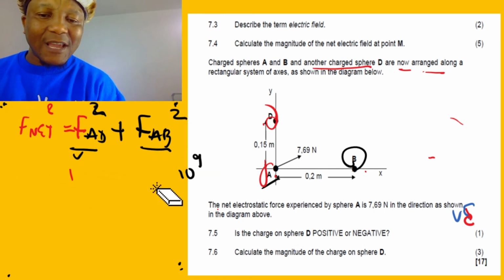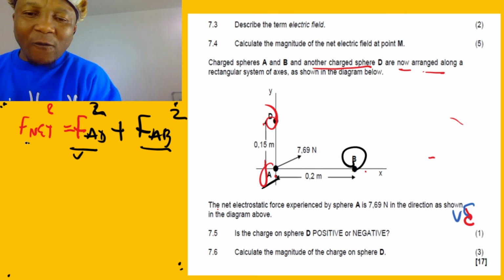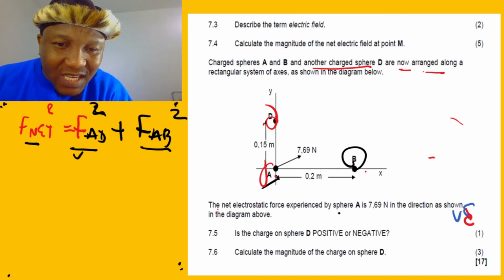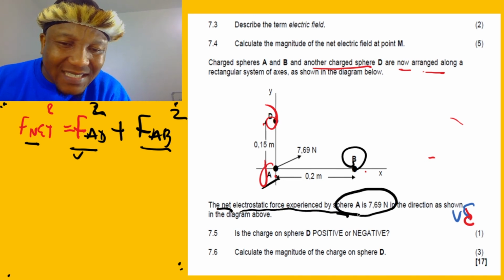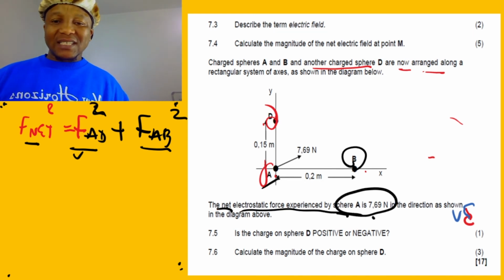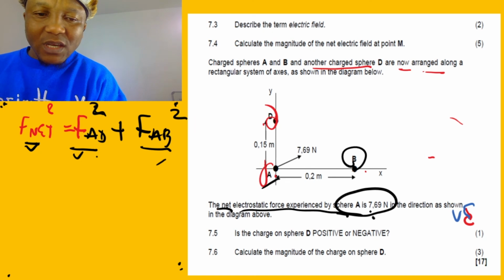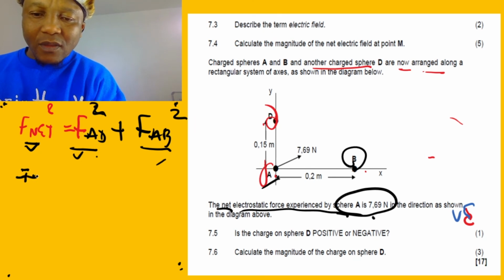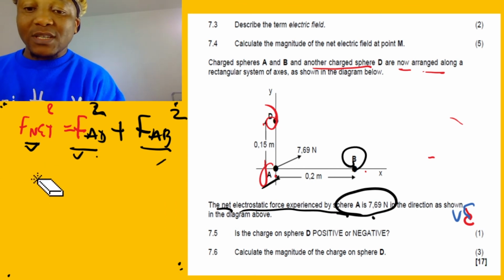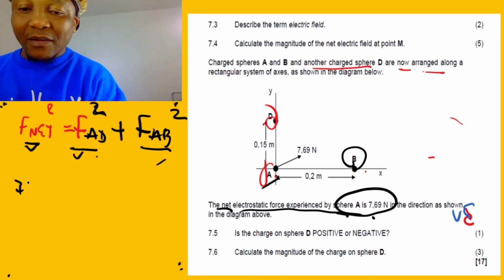I could have simply said, excuse me, we know the net force at A because it says the net electrostatic force experienced by sphere A is this. So they have given us a net electrostatic force, and there was no need for me to find this because we know that. So what's the net electrostatic force? 7.69. Okay, 7.69. But what we do, we square it.